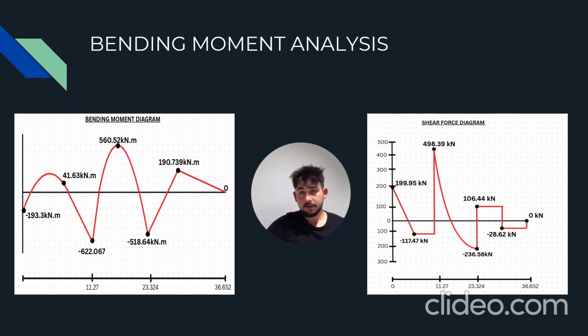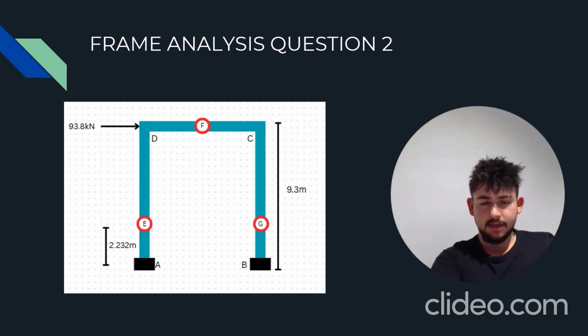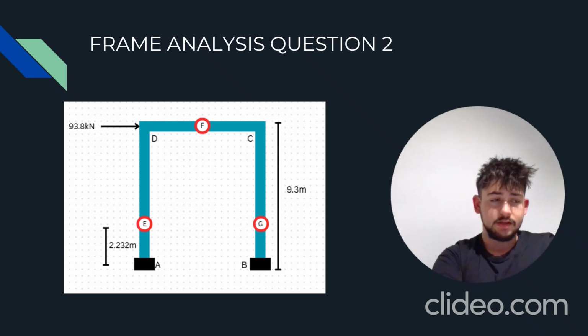The second question in the VP Task 3 presented us with a frame which had 3 different hinge points as well as 2 fixed supports at the ground. It also had a point load at the top left of the frame. This question asked to find the support moments at D and C, as well as finding the reactions at the supports A and B, and finally making a shear force and bending moment diagram.